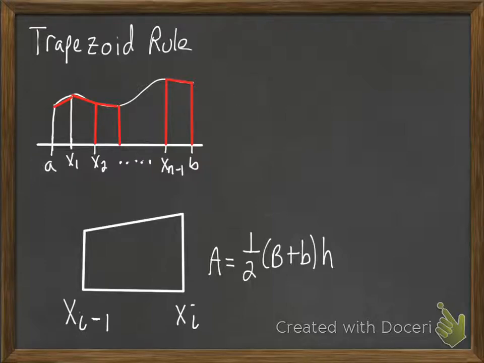is that instead of using rectangles to approximate the area, I'm going to use trapezoids. You can see, if you visualize some rectangles in there, that trapezoids are much closer because they have that slant. Instead of assuming that it doesn't change on the interval, the trapezoid rule assumes that there's a constant change, kind of like a straight line.